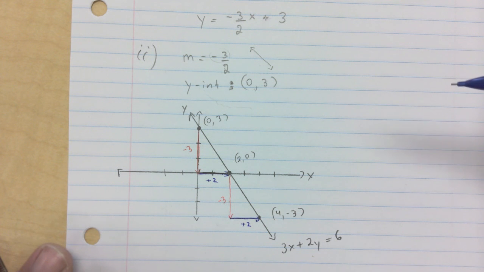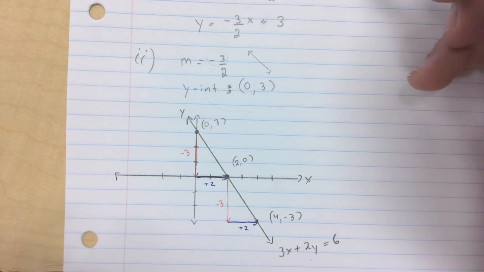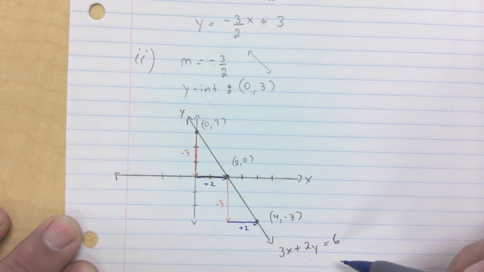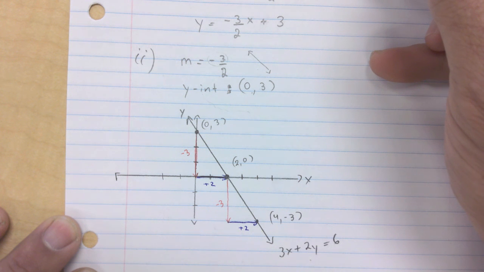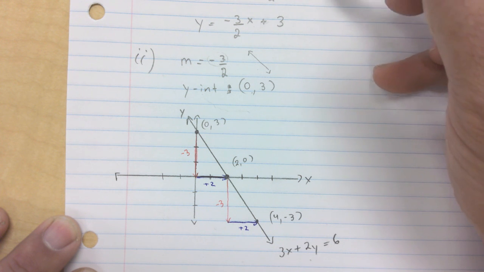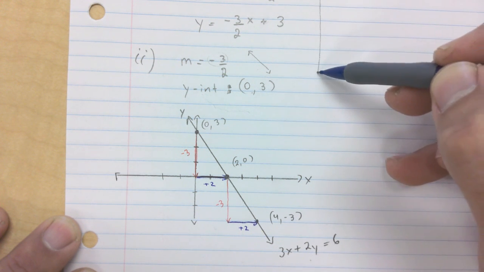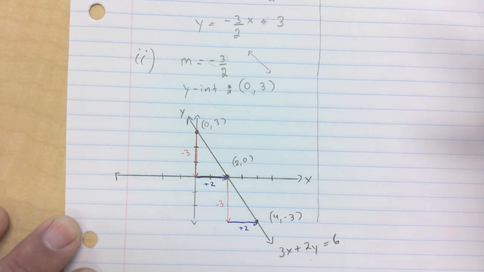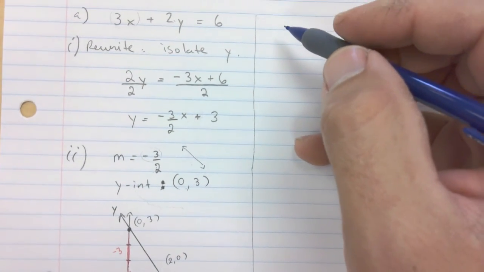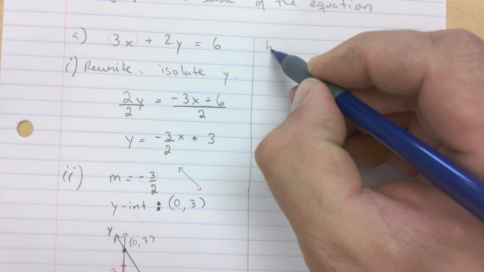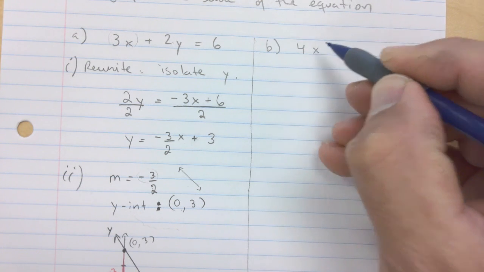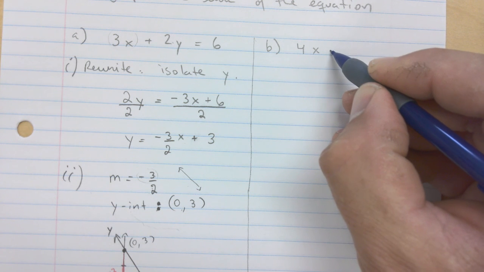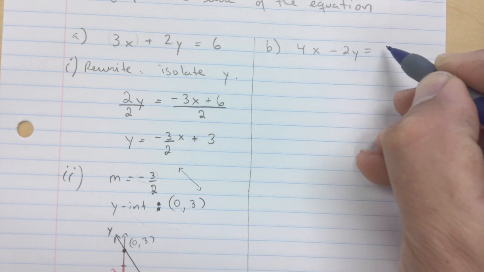Okay. We're going to do another one here. So I think I'm going to split this. I'm going to do it right next to it. Okay, so B: 4x minus 2y is equal to 18.